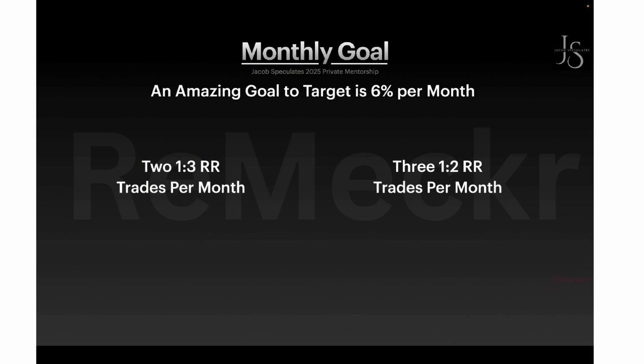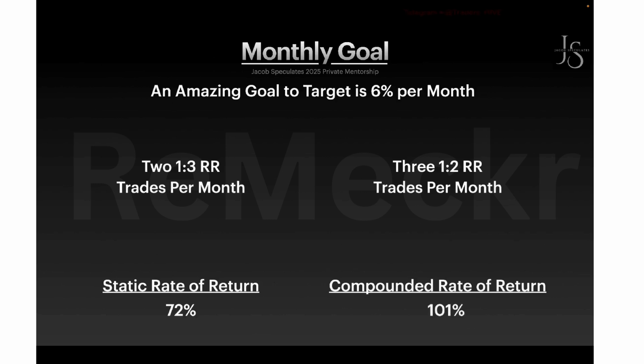Once you start waiting for proper trade setups to play out, and once you really become patient, you'll see that some weeks you don't even need to take a trade. And more times than not, you'll be waiting instead of doing something. And that's the proper mindset that you want to be in. But if we take a look at the static rate of return, if you were to target 6% per month for an entire year, that would be a 72% rate of return. So you would make 72% on the year.